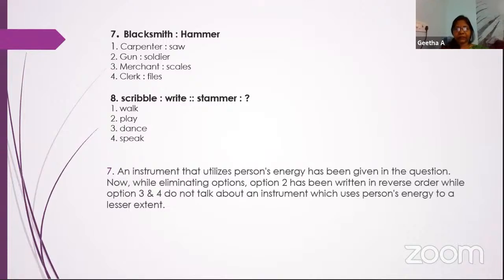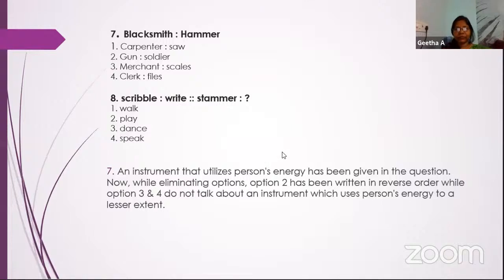So an instrument that utilizes the person's energy has been given in the question. Blacksmith uses the hammer with a lot of energy. Two is given in the reverse order, so that doesn't go well. Two, three, and four don't talk about instruments, which don't use any energy, right? So the merchant scales and clerk and files don't use energy. So gun and soldier, gun, carpenter and saw. Yes, you're right.